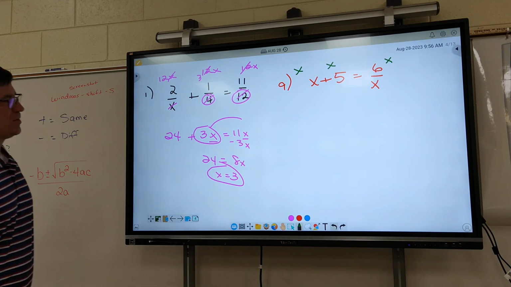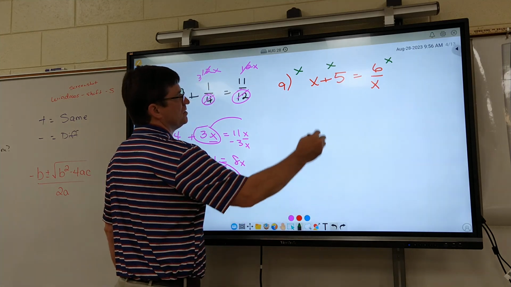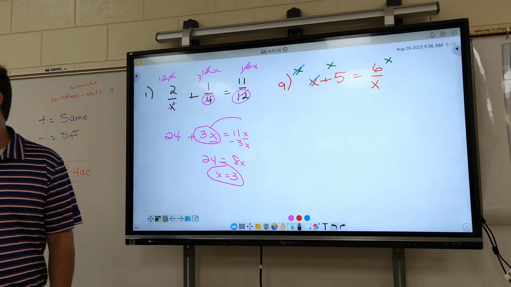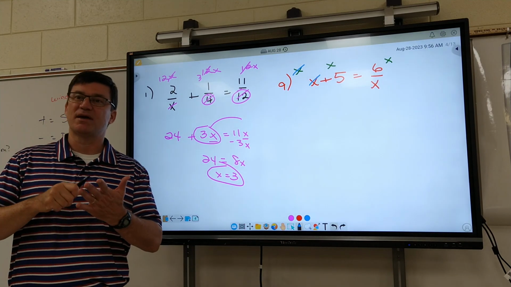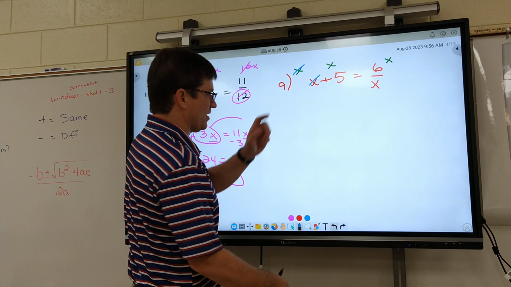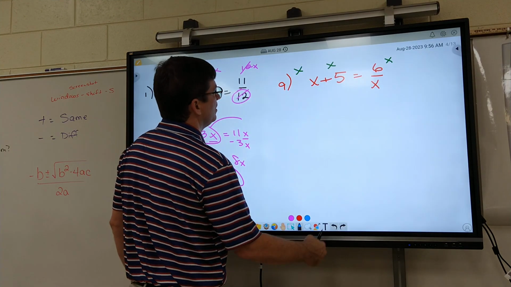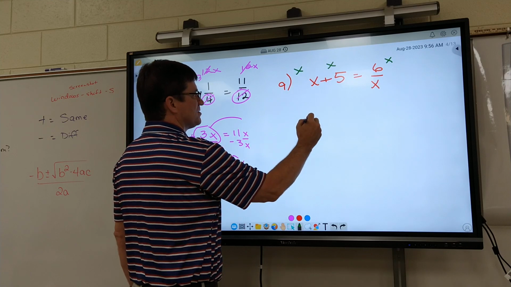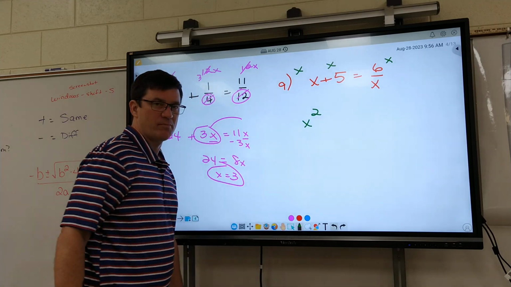All right, this is messed up on a lot every year. You guys watch. I have kids that do this every year. They mark those x's out. What's wrong with that? You can only cancel it out, that's right, if something's on the bottom of the fraction. So you can't cancel that out because it's on top. So what you do instead, x times x, you bring down x squared.